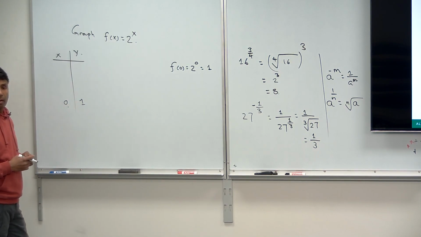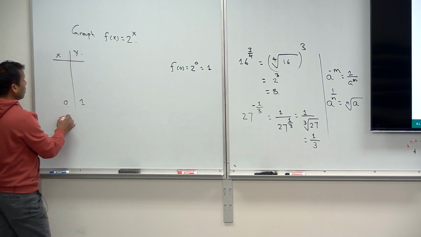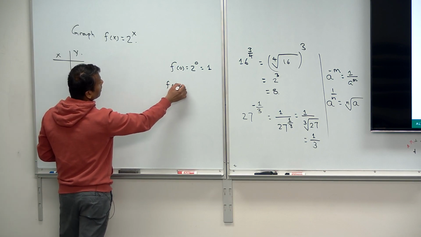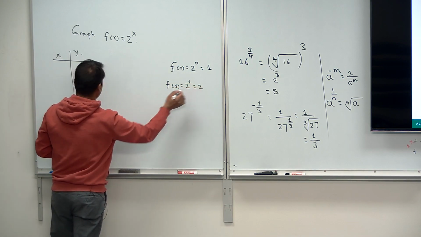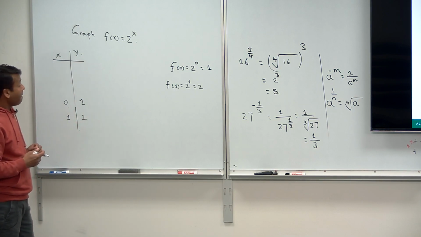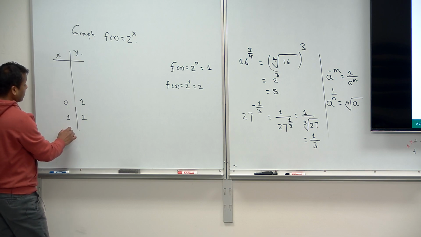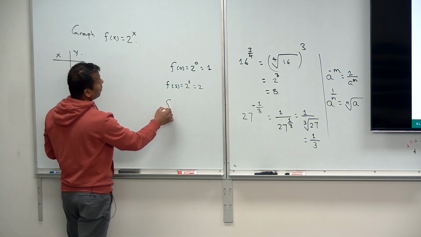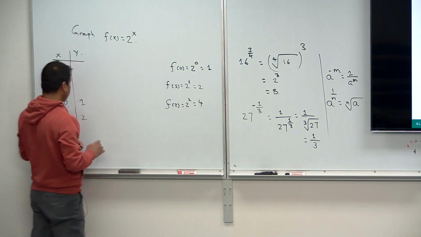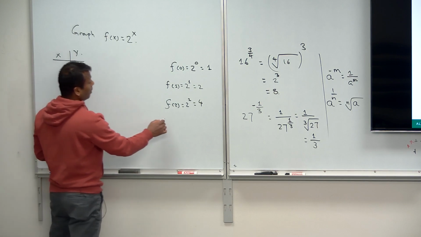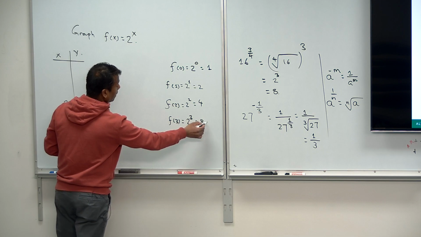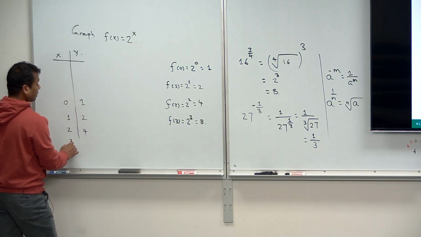Right? If you plug in x equal to 1, what is f(1)? This is 2 to the power 1, equal to 2. Did you see that? If you plug in x equal to 2, f(2) equals 2 squared, which is 4. If you plug in x equal to 3, 2 to the power 3 equals 8. You see that?